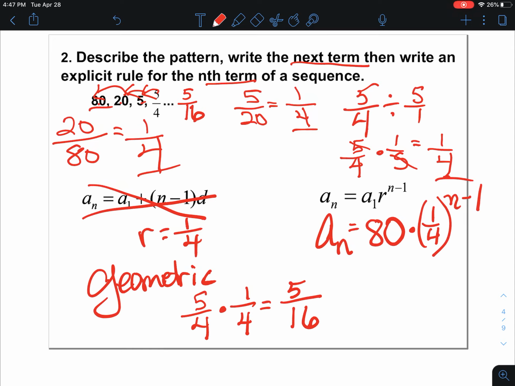So that would be the explicit rule that I would use if I wanted to find any certain term in the sequence. So if I want to find the 7th term, I just put 7 in for n in both places. And that would give me, after I calculated it out on my calculator, the 7th term.